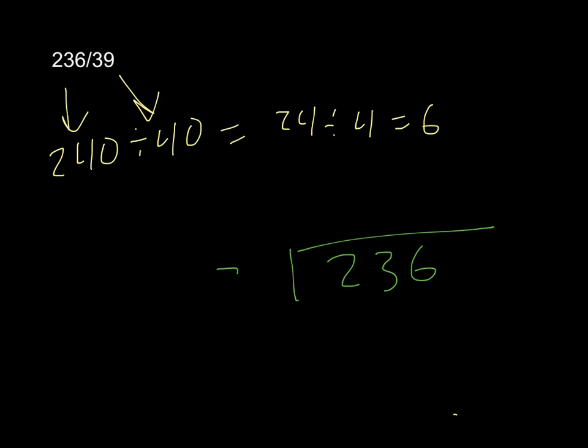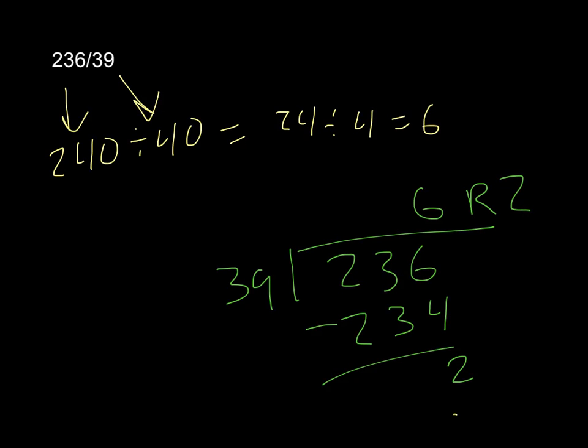236 divided by 39 times 6 is 234. 236 minus 234 is 2. So I have 6 with a remainder of 2. Again, it worked in this case. It might not for every problem. There are multiple ways that you can solve the problems.